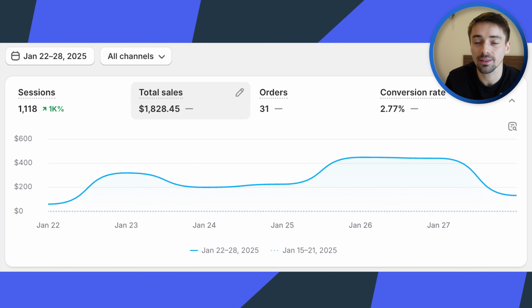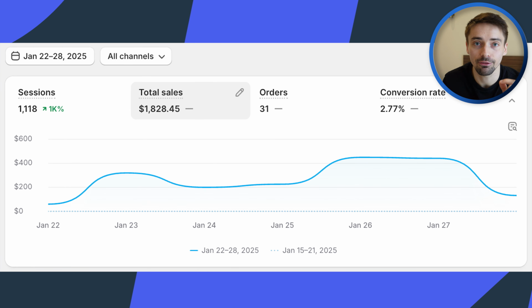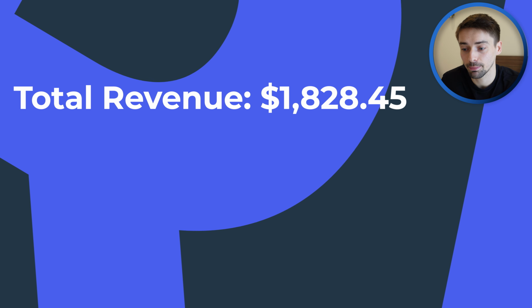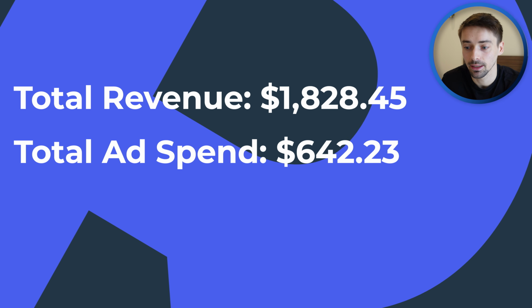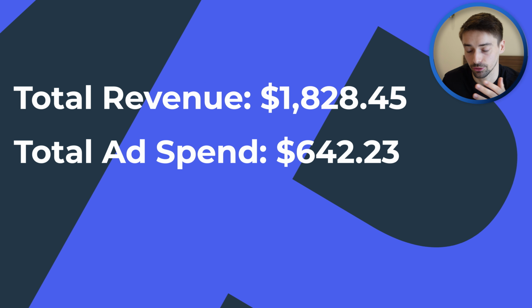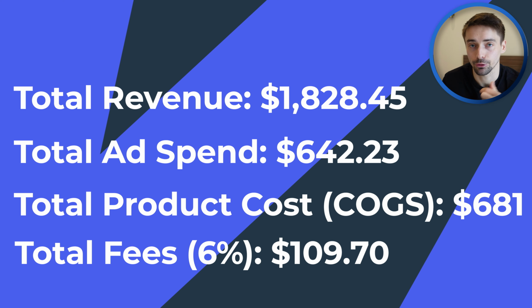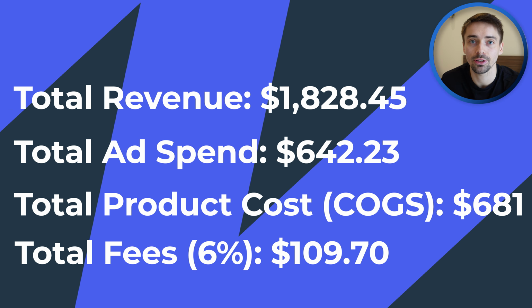So now we've gone over what happened day by day, right? Let's try and break down exactly what the overall numbers are for this week-long challenge and what actually happened. What are the final numbers total? So the total amount of revenue that we made from this store in 7 days was $1,828.45. To make that revenue, we obviously had to spend some money on ads, and we spent $642 in ad spend, and the product cost we had, the cost of goods sold, was $681. And then the fees we had to pay for Shopify and all these different things were $109.